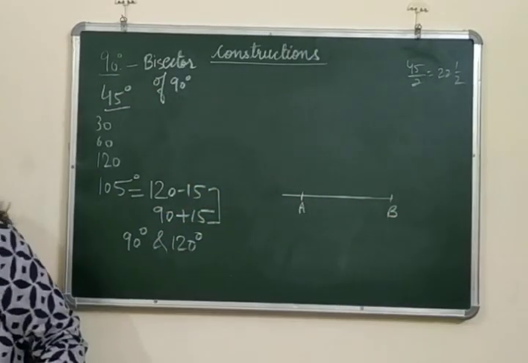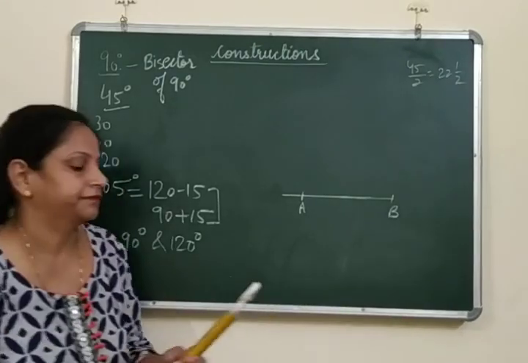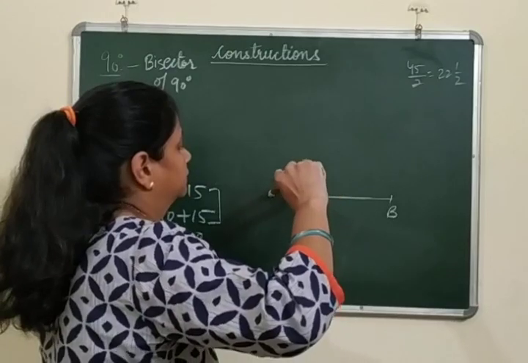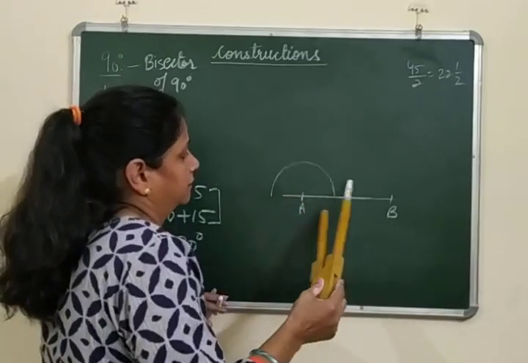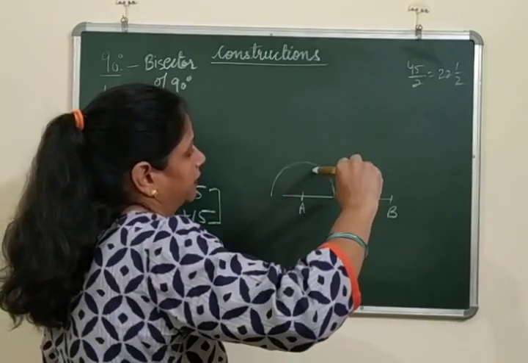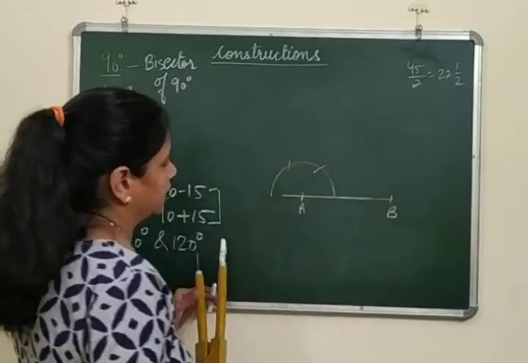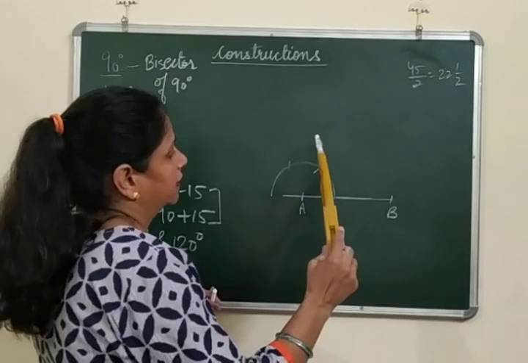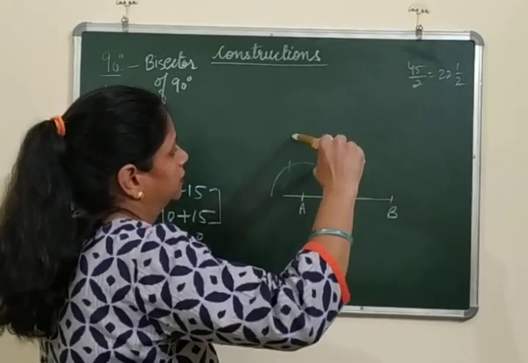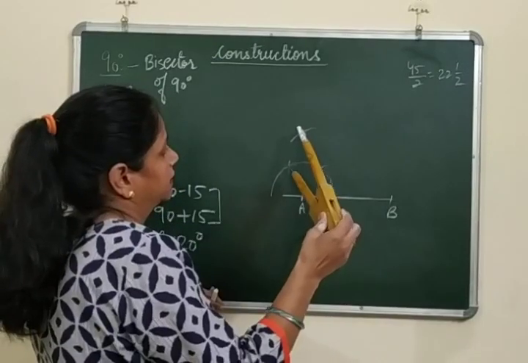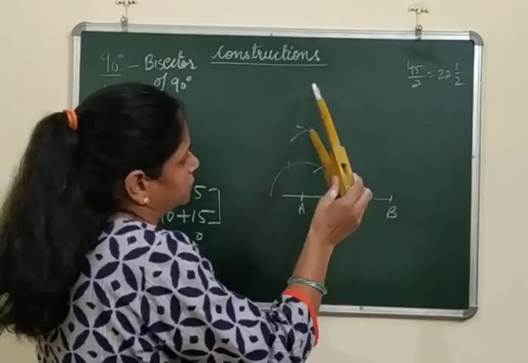Then we have to make an angle of 90 degree. Here, cut an arc here with the same radius. Make another arc. Increase the radius a bit. Then with the 2 points that you have got, make an arc like this, and then join this point to your A.